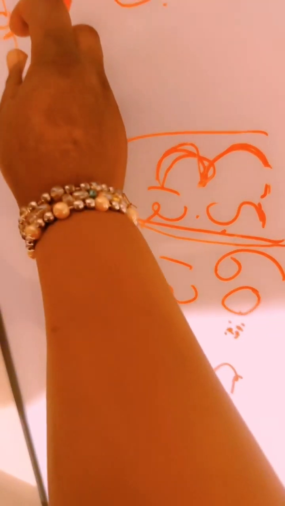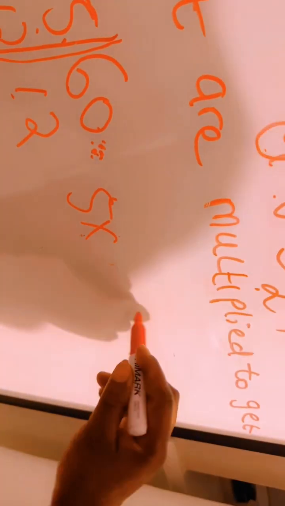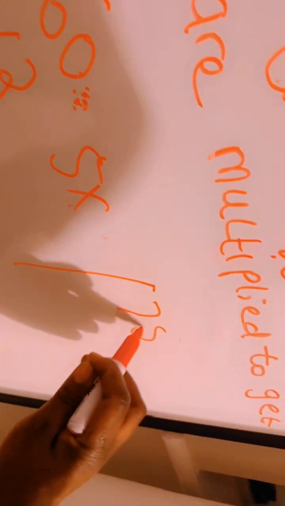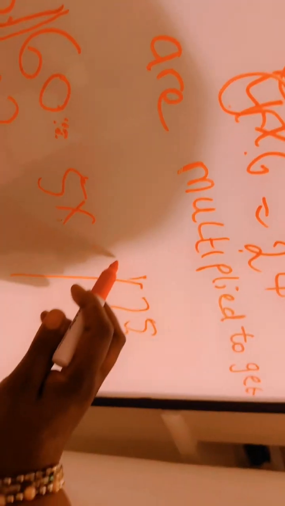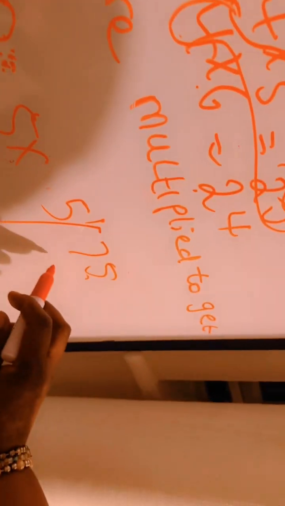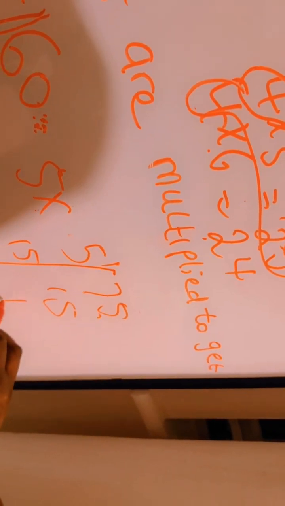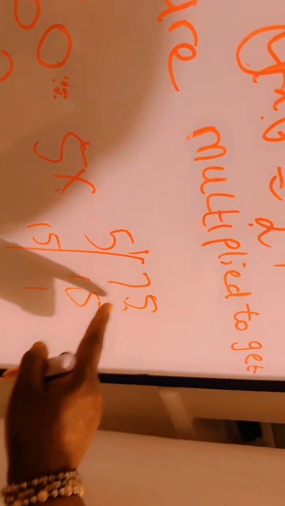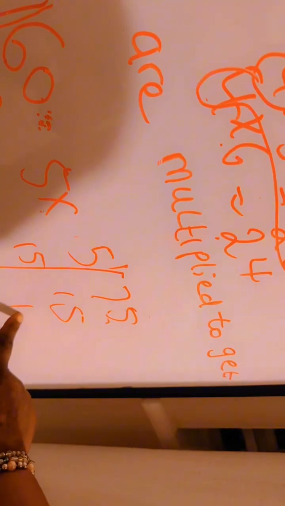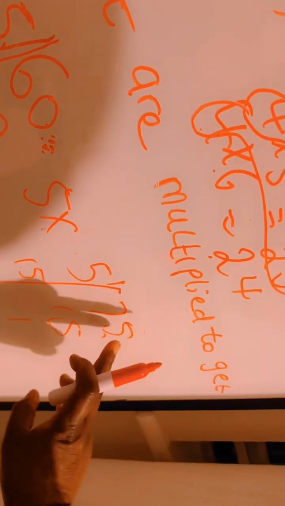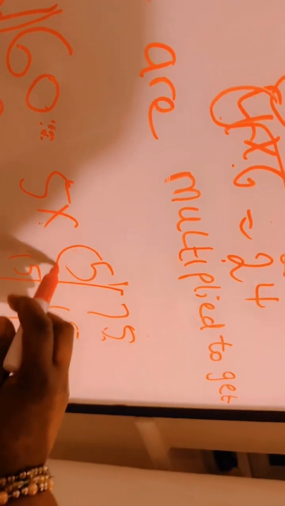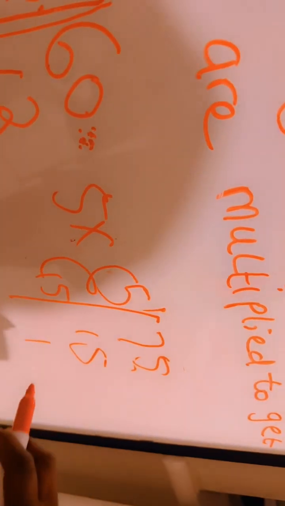Is that clear? So 75 also, if you want to find the factors of 75, it is the same way. You can go with 5 if you want. 75 divided by 5 will give you 15. 15 divided by itself will give you 1. So the factors of 75 are simply 5 and 15.